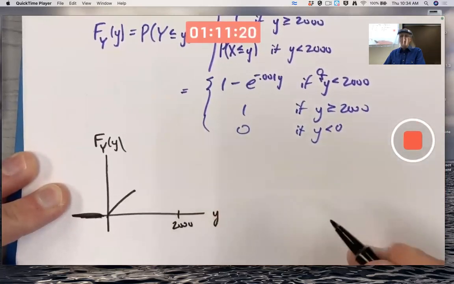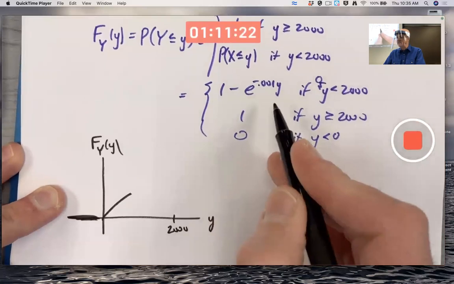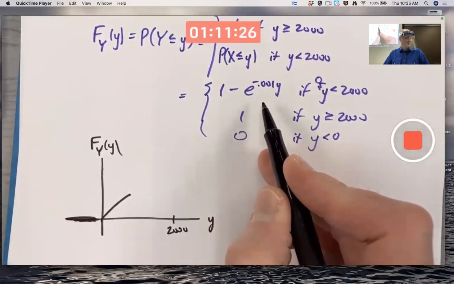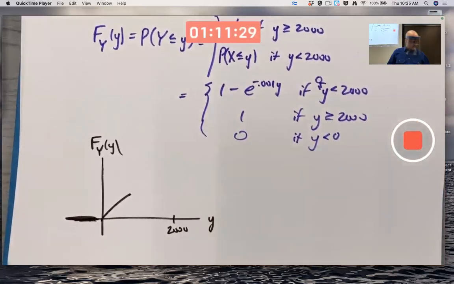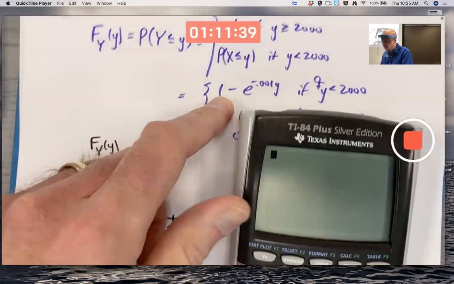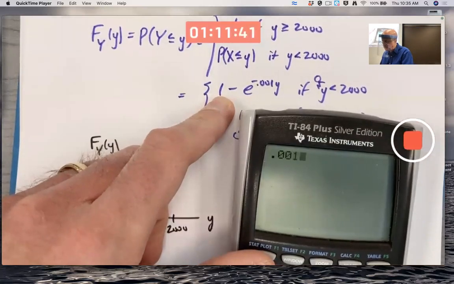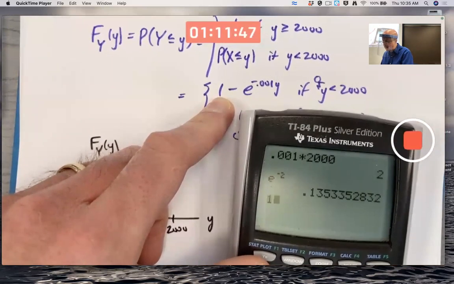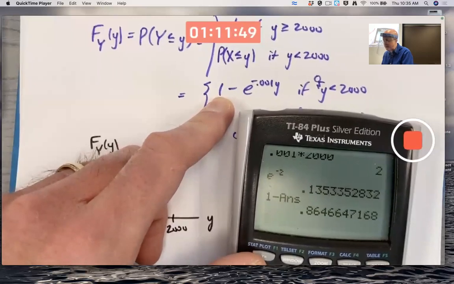But as y approaches 2,000 from the left, this does not approach 1. Does it approach? Replace y with 2,000. 0.001 times 2,000. e to the negative 2. Not 0. 1 minus that is not 1. It's about 0.865.